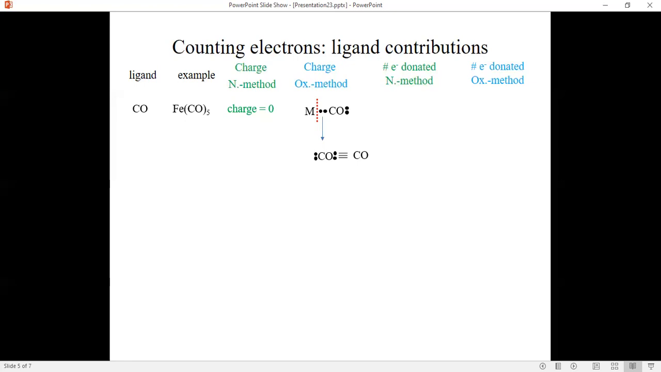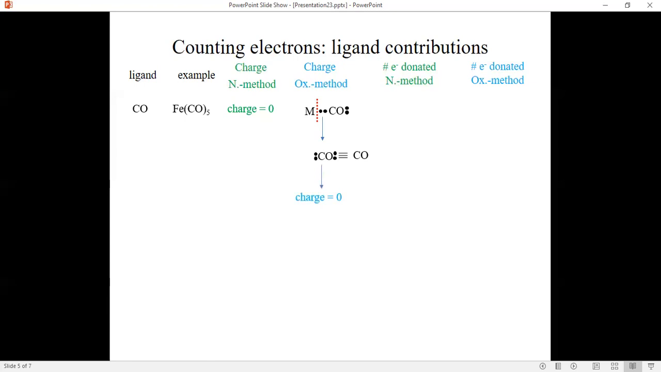Okay, so remember that neutral CO molecule, the carbon and the oxygen do have formal charges. Yeah, so the oxygen has formally a positive charge here, and the carbon has formally a negative charge here. But overall, the molecule is neutral. Okay, so therefore the charge is 0.